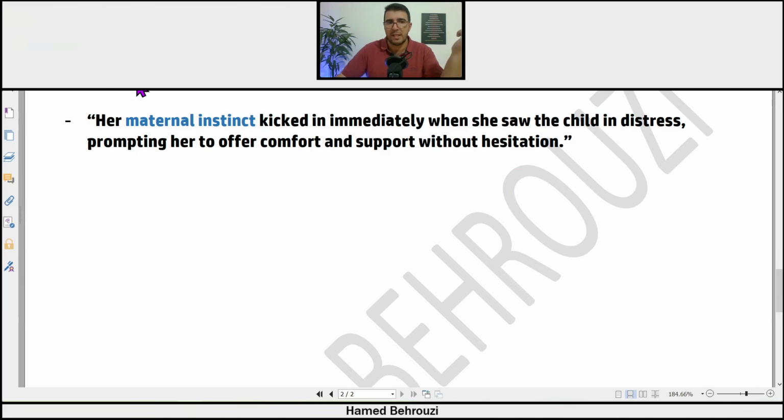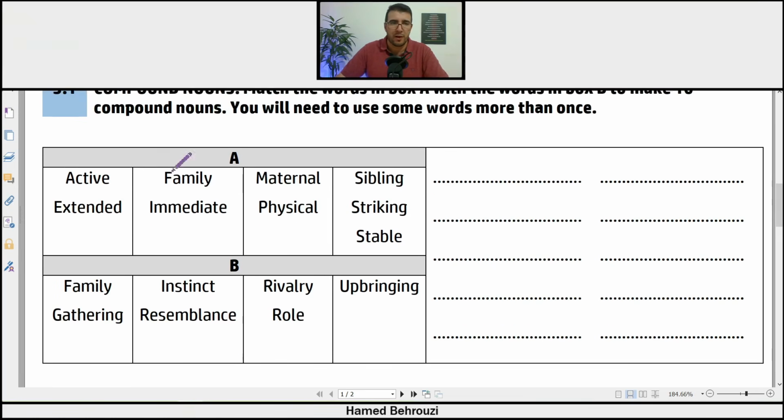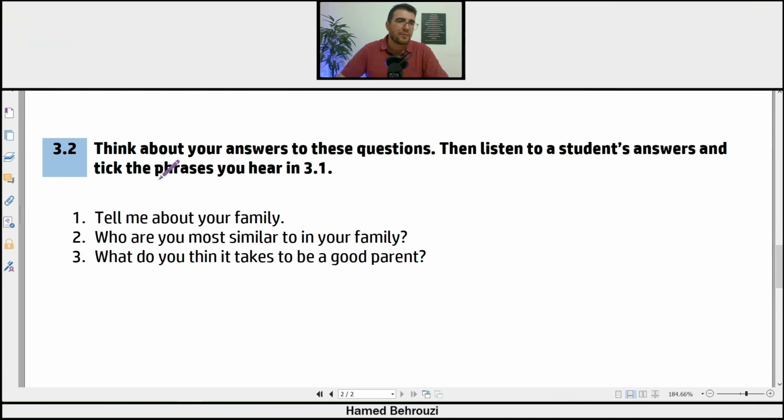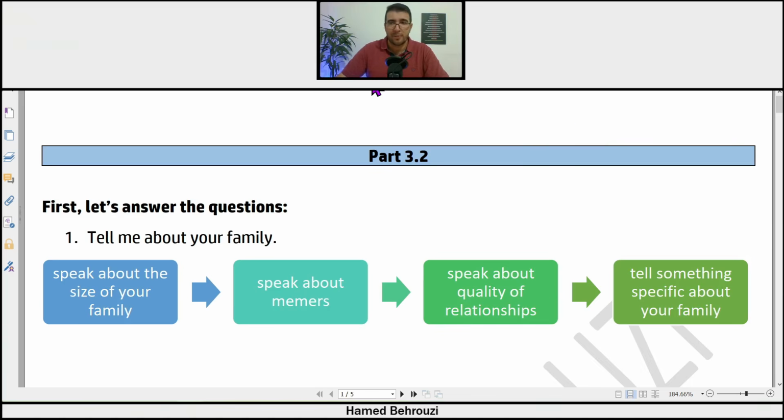So we did the first part. The first part is out of the way. Now we can continue to 3.2. It says, think about your answers to these questions. Then listen to a student's answer and tick the phrases you hear in 3.1. So let's go to the part and do it. This part is a little bit longer, so be a little bit patient, okay? The first thing says, answer the questions. It says, tell me about your family.